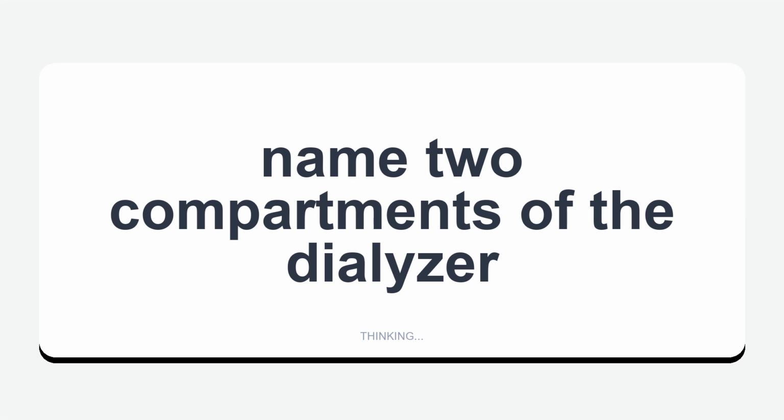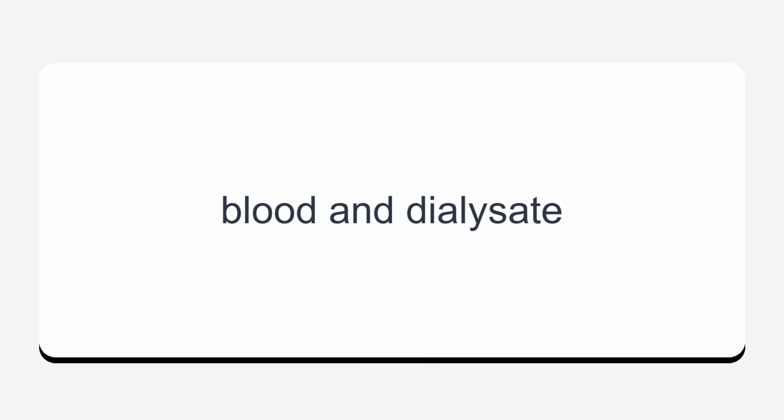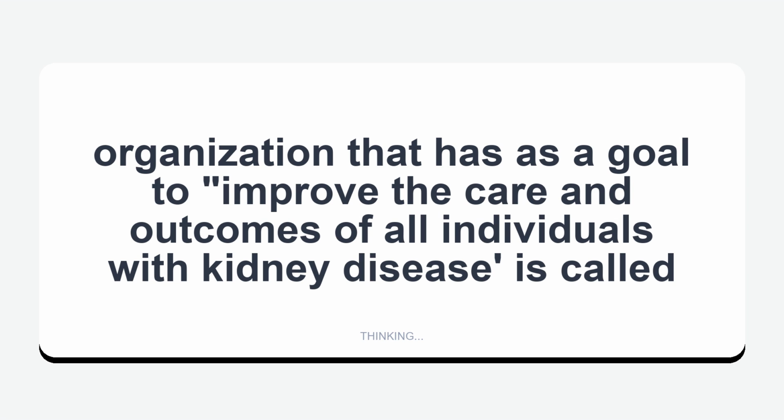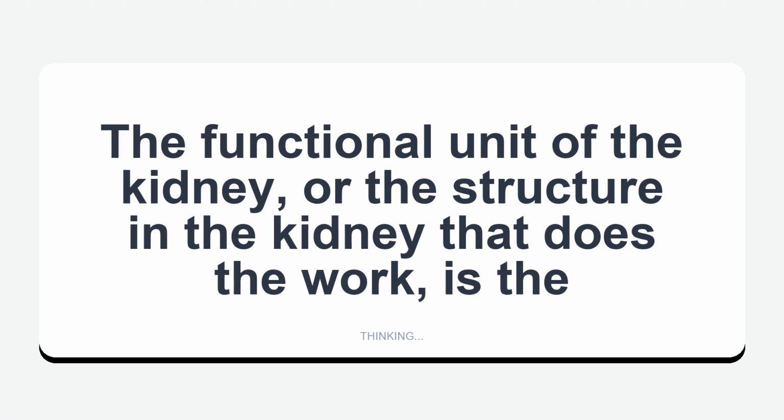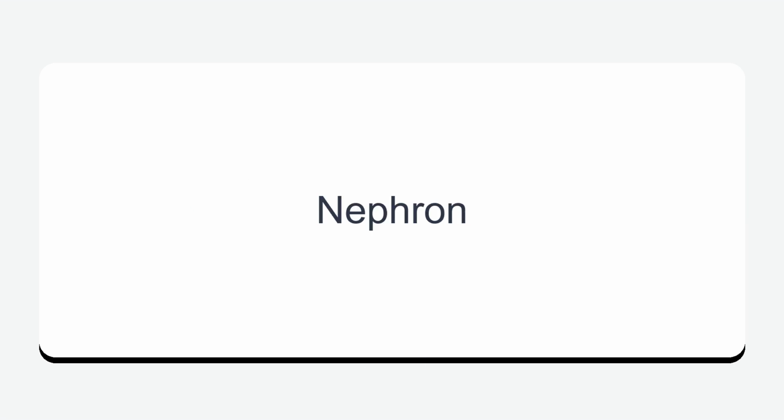Name two compartments of the dialyzer. Blood and dialysate. The organization that has as a goal to improve the care and outcomes of all individuals with kidney disease is called CCHT. The functional unit of the kidney, or the structure in the kidney that does the work, is the nephron.